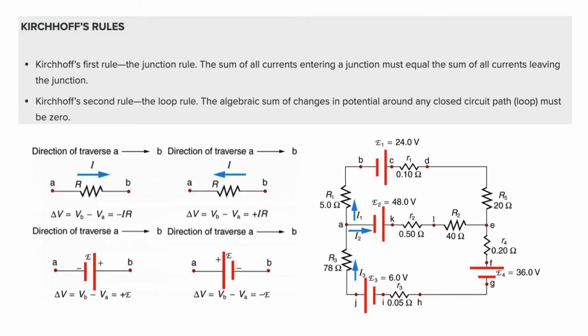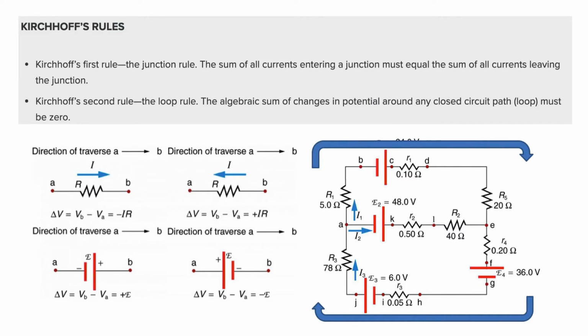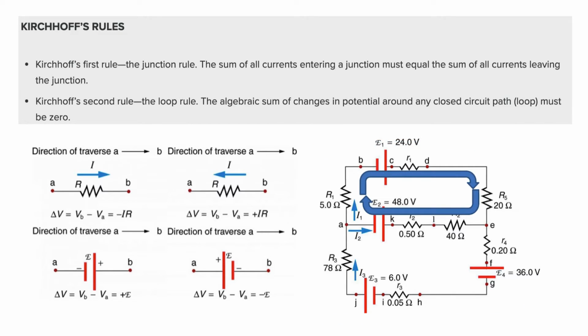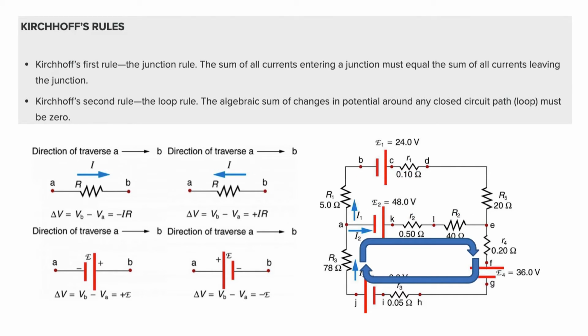We have loop 1 passing through points A, B, C, D, E, F, G, H, I, and J. We also have loop 2 passing through points A, B, C, D, E, L, and K. Finally, we have loop 3 passing through points A, K, L, E, F, G, H, I, and J. Note that we have chosen a loop direction in the clockwise direction. It is also correct to choose a counterclockwise loop direction.